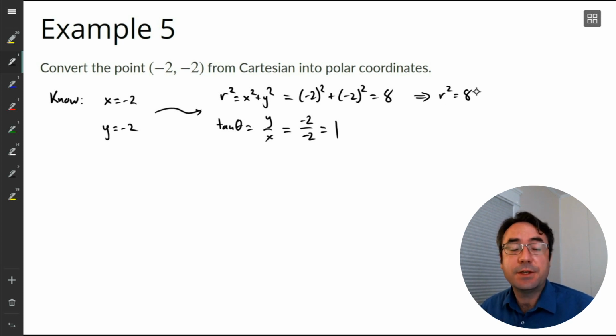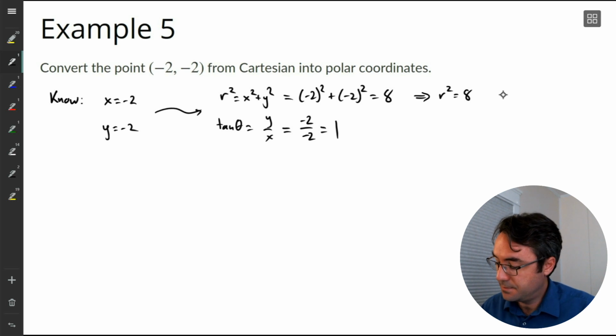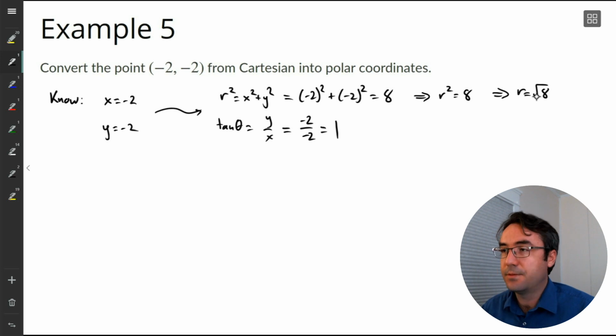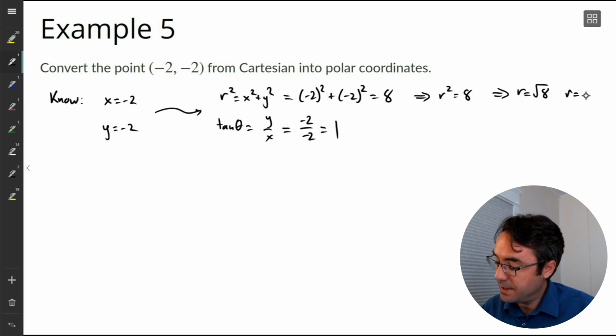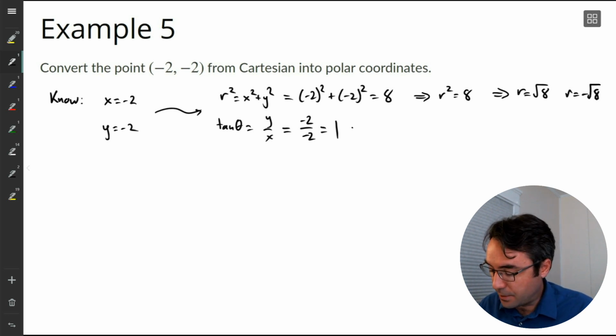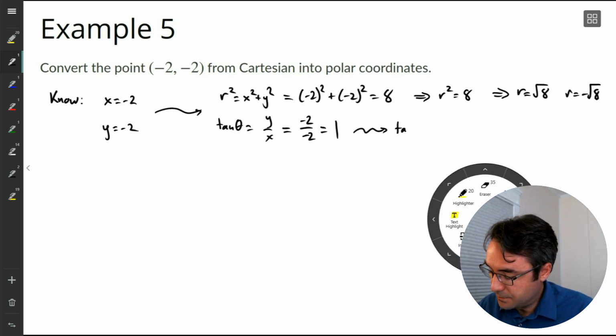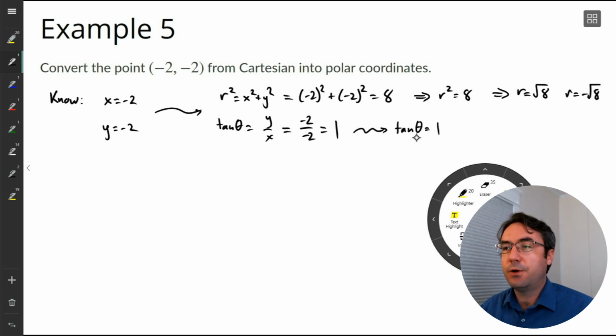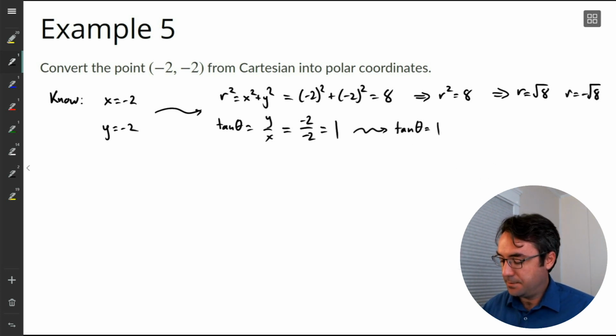We can solve that, but we get 2 possible values for r. Do the square root of both sides, and we get r could be the positive square root of 8, or r could be the negative square root of 8. All right, so there's a little bit there. Here, let's write down what our equation is that we need to work with. So tangent theta is equal to 1. So we want to know, what angle when we plug it into tangent gives us 1.